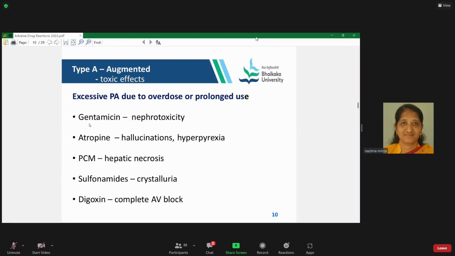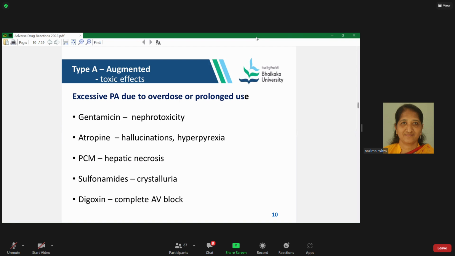Classical example, gentamicin. Gentamicin is an antibiotic, aminoglycoside group of drug. It is mainly excreted, वो पढ़ा ना pharmacokinetic में, mainly excreted by the kidney. They do not get absorbed. We are giving by parenteral route. This is one of the antibiotics acting on the gram-negative organisms, but it is responsible for nephrotoxicity on prolonged use.